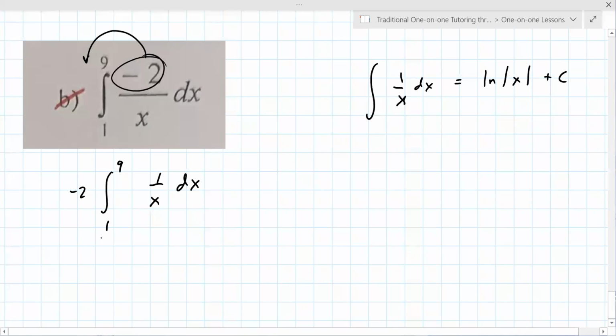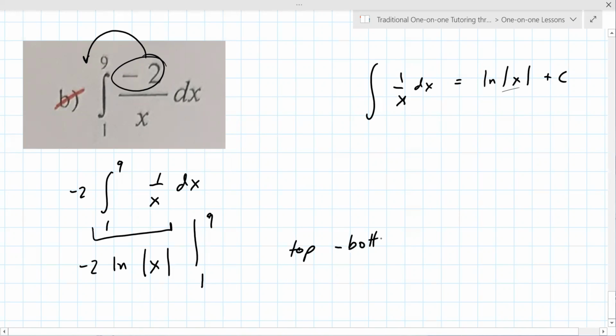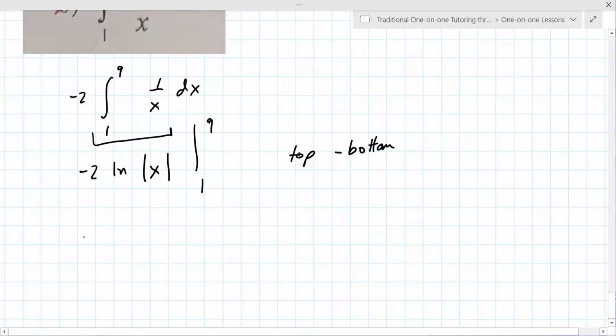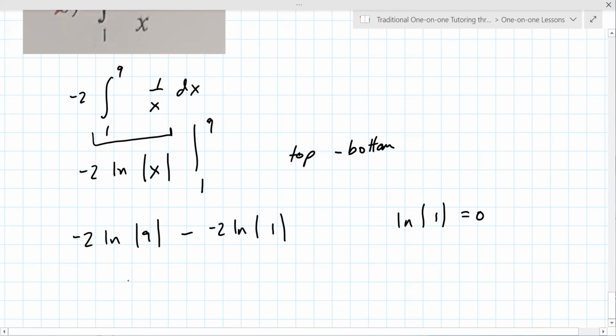So when you do this, you then realize, oh, I can use this rule over here on the right. You could leave it inside there, like the -2 could be here. It's whatever you kind of like. Okay. So it's -2 natural log of the absolute value of x, but then you have to evaluate it from 1 to 9. Again, it's top minus bottom. So it's -2 natural log absolute value of 9 minus -2 natural log absolute value of 1. Natural log of the absolute value of 1 is 0. So it becomes -2 natural log absolute value of 9.